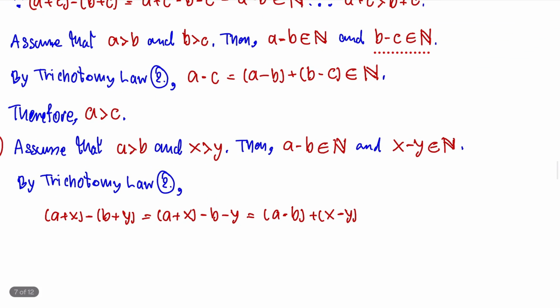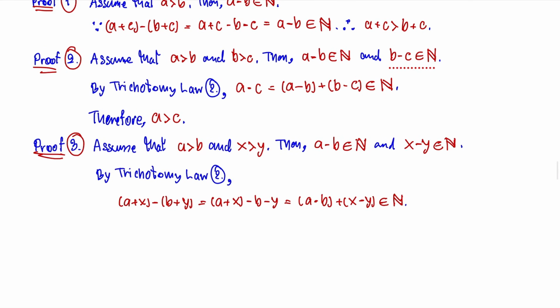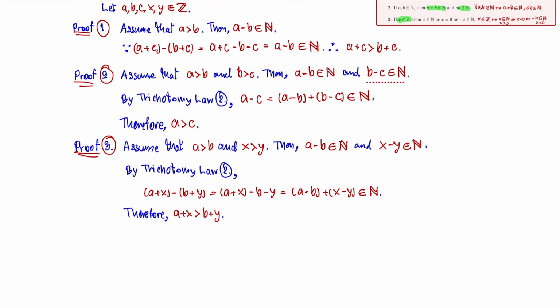And a minus b is in the set of natural numbers. x minus y is also in the set of natural numbers. So the sum of these two positive integers must be in the set of natural numbers. Therefore, a plus x is greater than b plus y. That's it. Okay? That's the third one. Number four.